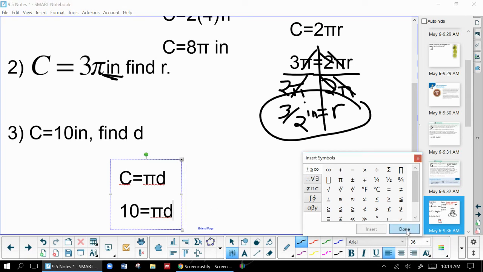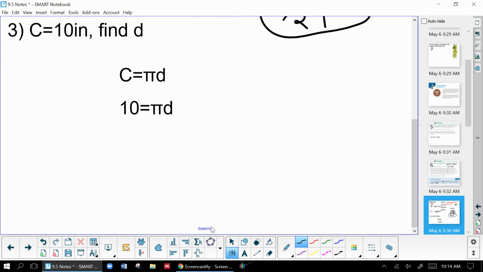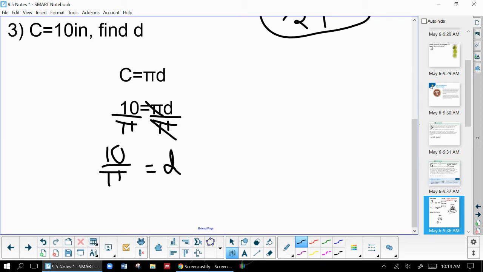And this time, what we need to do is divide by pi. Now, when we divide by pi this time, you're going to see there's nothing on the other side that's going to cancel out with this. It'll cancel on the right, but it won't cancel on the left. And so we're fine with just leaving it as 10 divided by pi equals the diameter. And again, this one is in inches, so we want it in inches. Whatever unit is there, we'll just keep. Circumference and diameter are both measurements of length. So you're measuring them in just normal inches, normal centimeters, normal whatever. So 10 divided by pi inches.